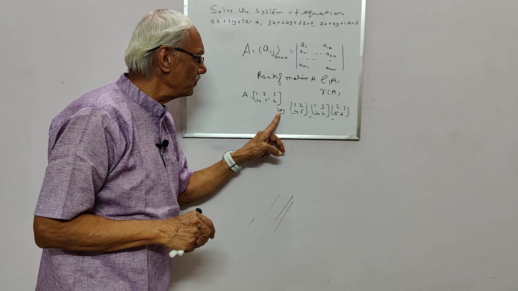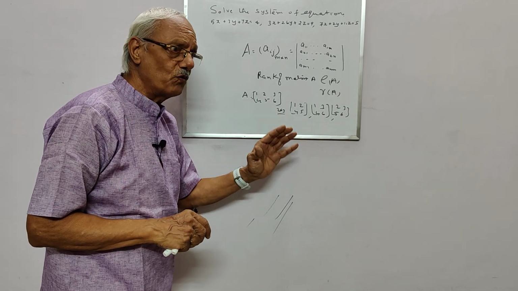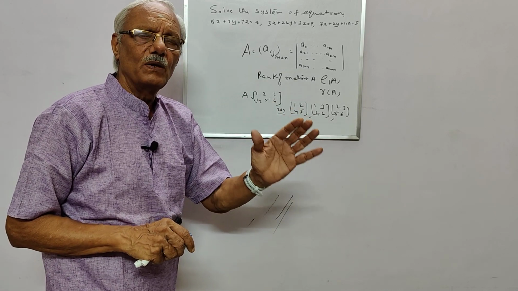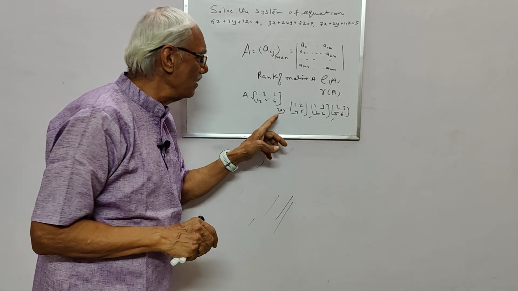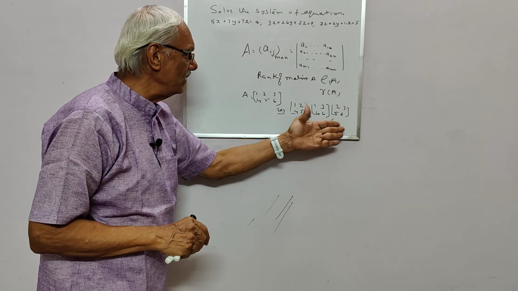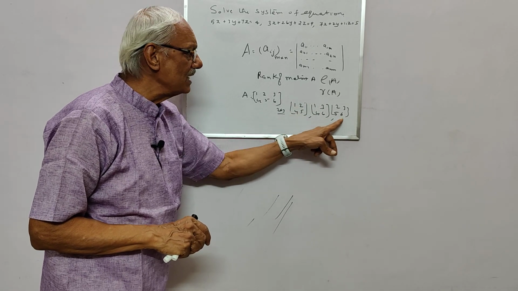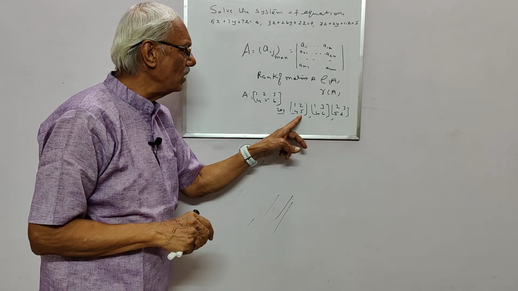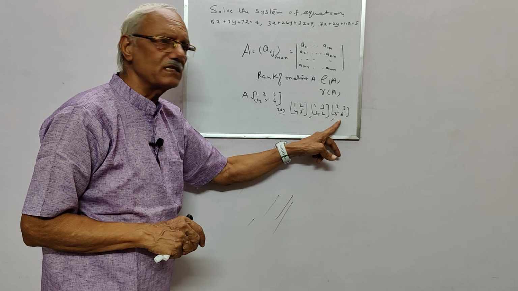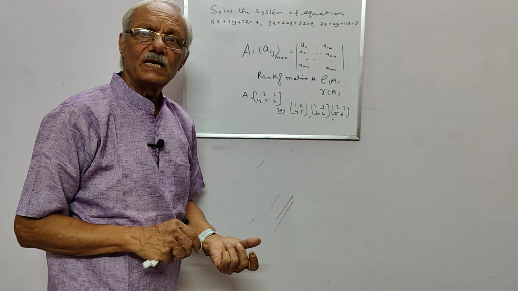Here what is that minimum? Number of rows is 2 and number of columns is 3. Therefore, the rank of the matrix at the maximum will be the minimum of 2 and 3. It can be only 2. So you can very well find that none of these submatrices are equal to 0. What is the order of these? It is 2. The order of every submatrix here is 2. Therefore, the rank of this matrix A is 2.